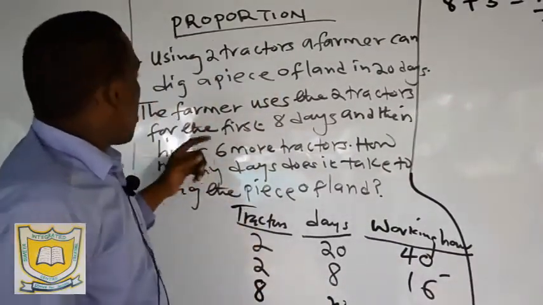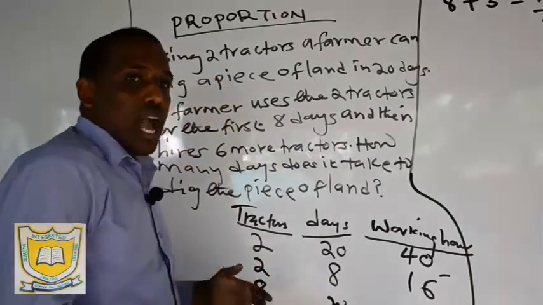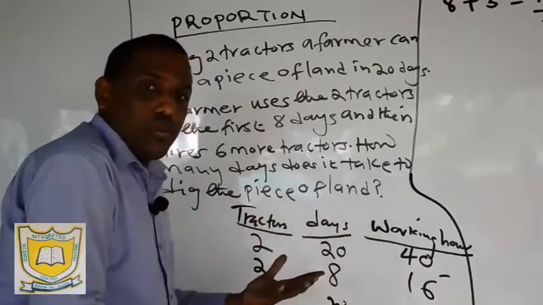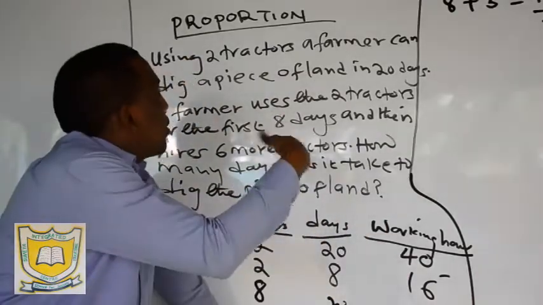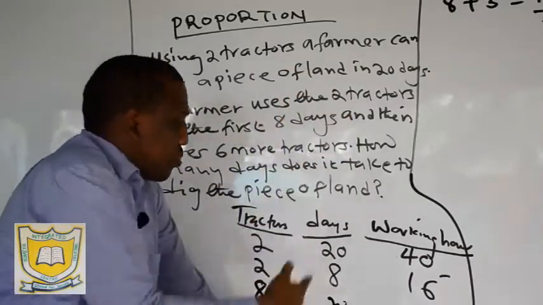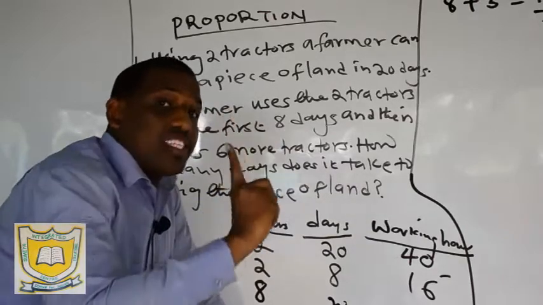Then they say that now the farmer uses two tractors, the same two tractors. Sometimes they will tell you, after digging, and sometimes they will not tell you the two. After, he is still using the same tractors he used. So they will tell you a farmer used two tractors to dig a piece of land in 20 days. After doing that, when you hear he's still using the same vehicle.